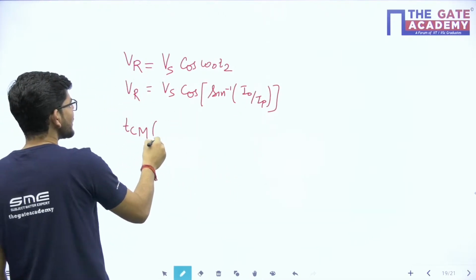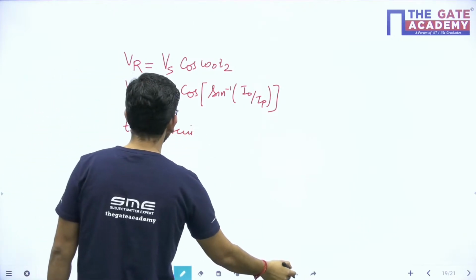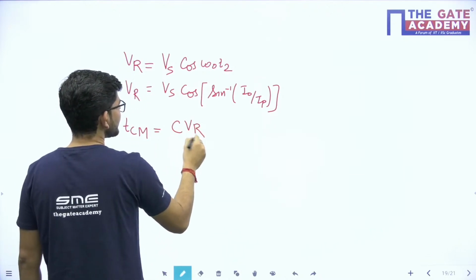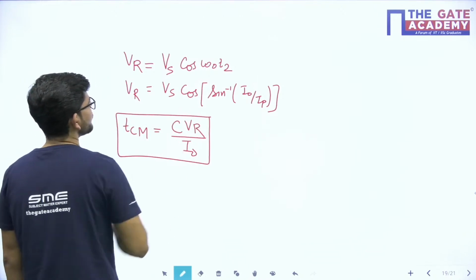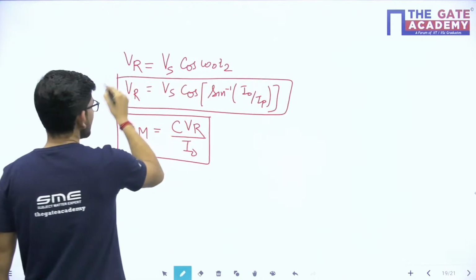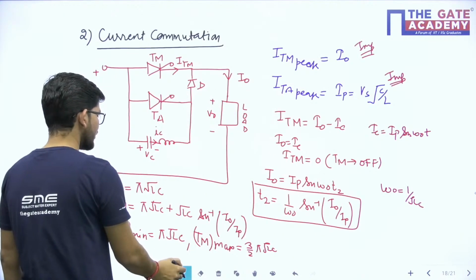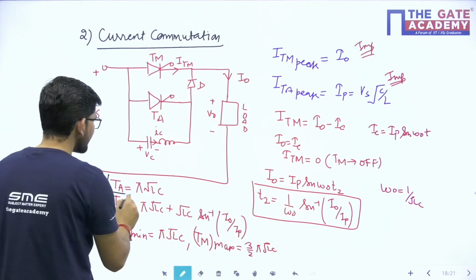What will be the circuit turn off time? What will be the circuit turn off time TCM? This will be equal to CVR upon I0. This is the circuit turn off time. So we have these important formulas with us from where the GATE authority regularly asks questions. Is that clear? Just give me a reply.